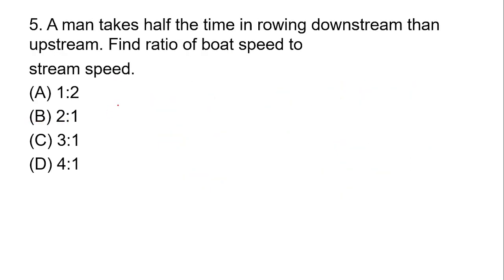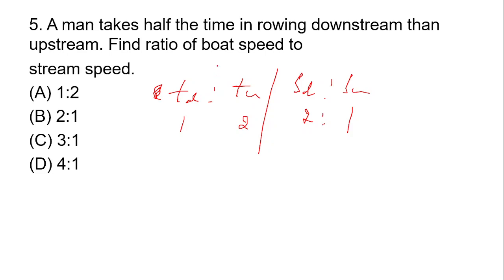A man takes half the time in rowing downstream than upstream. So the time is half, or can we say if it takes 2 hours for upstream, half of the time, that is 1 hour, he will take for downstream. Since the ratios are inverse, SD will become 2, SU will become 1. Ratio of boat speed to stream speed, we have already done it. It will be 3:1.